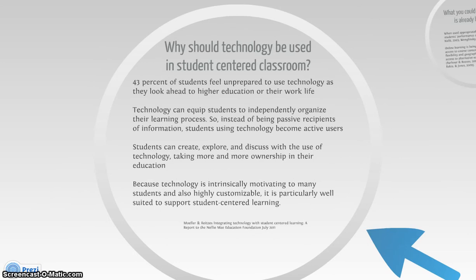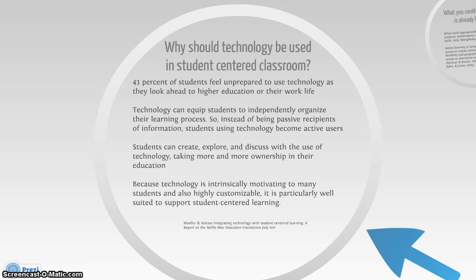43% of students feel unprepared to use technology as they look ahead to higher education or their work life. Actually, some employers said that they feel that the applicants are not up to standard with the technology for their job, so a lot of them get denied the profession. So technology can equip students to independently organize their learning process. Instead of being passive recipients of information, students using technology become active users. Students can create, explore, and discuss with the use of technology, taking more and more ownership in their education.